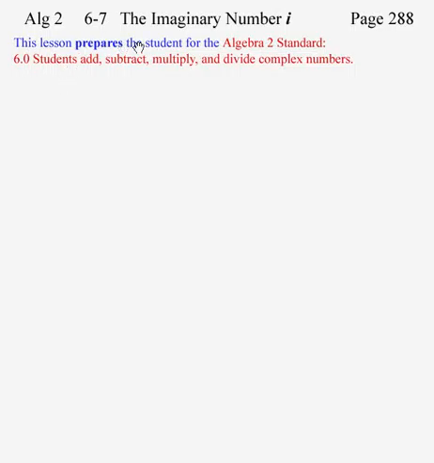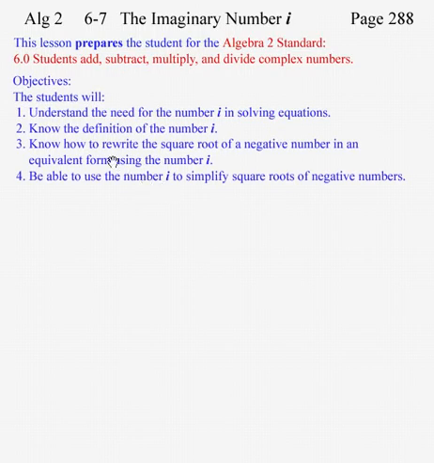Chapter 6, Section 7, we talk about the imaginary number i, and this gets us ready for the Algebra 2 standard number 6, where we add, subtract, multiply, and divide complex numbers. And you might need to know why we need i in solving equations. You'll need to know the definition of the number i. You'll need to know how to rewrite the square root of a negative number in the equivalent form using i. And you'll be able to use i to simplify square roots of negative numbers.